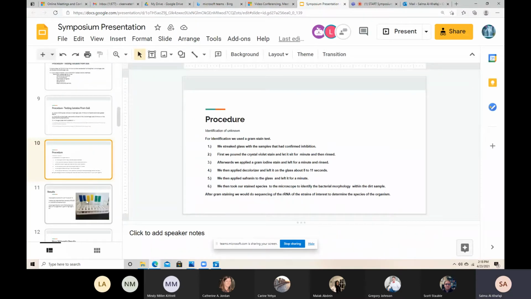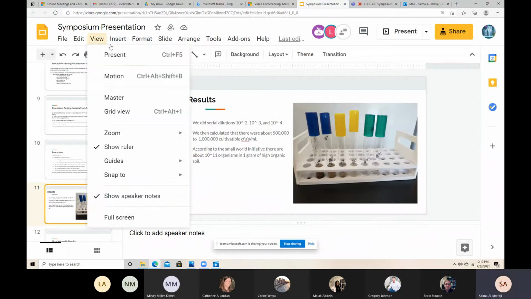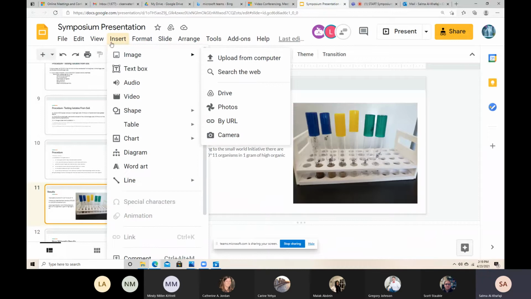And the next slide is the results, which is what I'm going to do. So this is for everyone. We all did the same thing, the serial dilutions. Let me just put this on present mode. Oh, sorry.